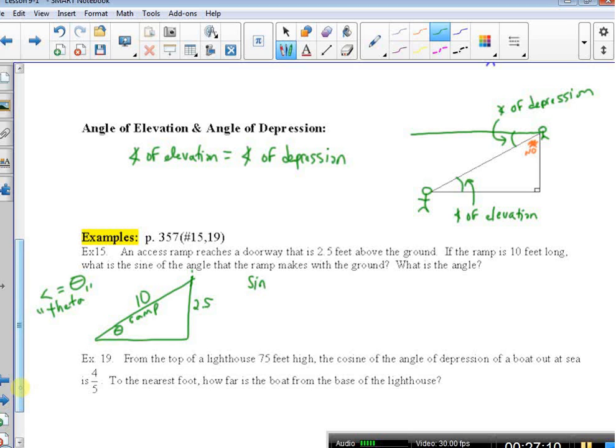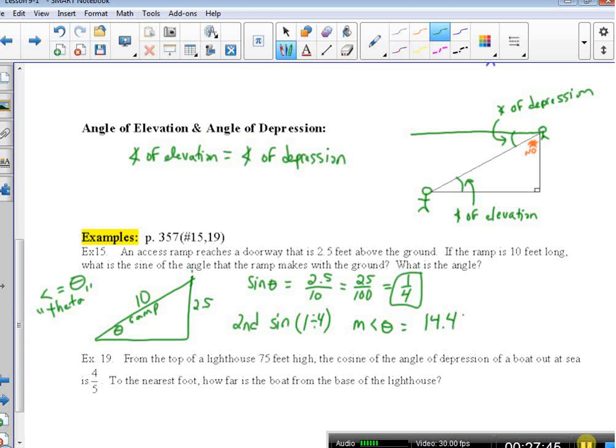So the sine of theta is 2.5 over 10, which, multiplying both of them by 10, is 25 over 100, or 1/4. So then if I want to know the angle, I just do second sine of 1 divided by 4. And when you do that on the calculator, the measure of angle theta is approximately 14.48 degrees. So approximately 15 degrees. It depends on what to round it to; they didn't tell us.